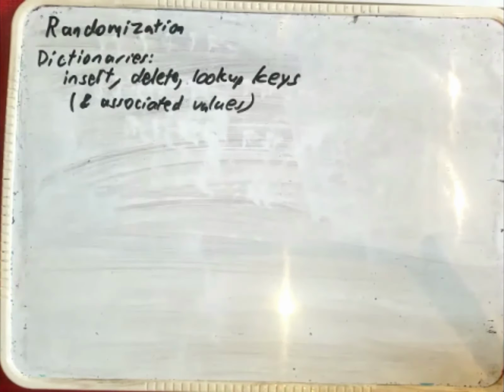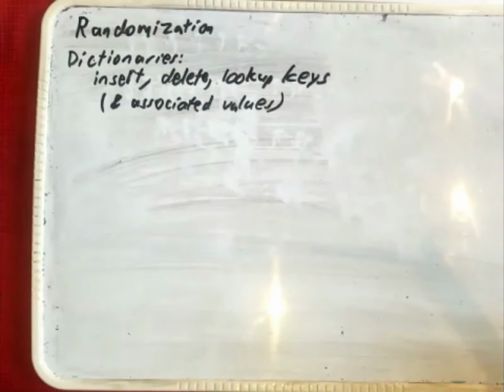So I assume that you've all seen hashing before because this is something that is covered in basic algorithms classes. But a lot of the basic algorithms classes make assumptions in order to prove that hashing does well. And I'm going to show you how to make hashing work well without any assumptions at all. That's where the randomization is going to play a very important role.